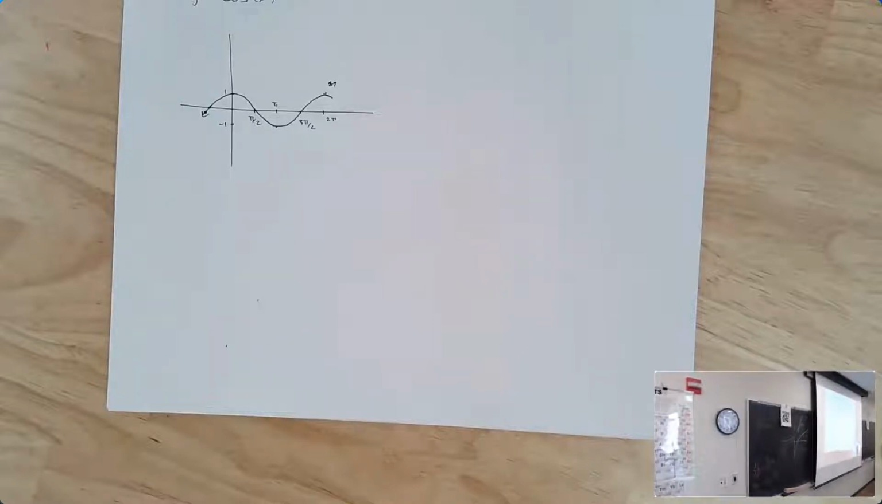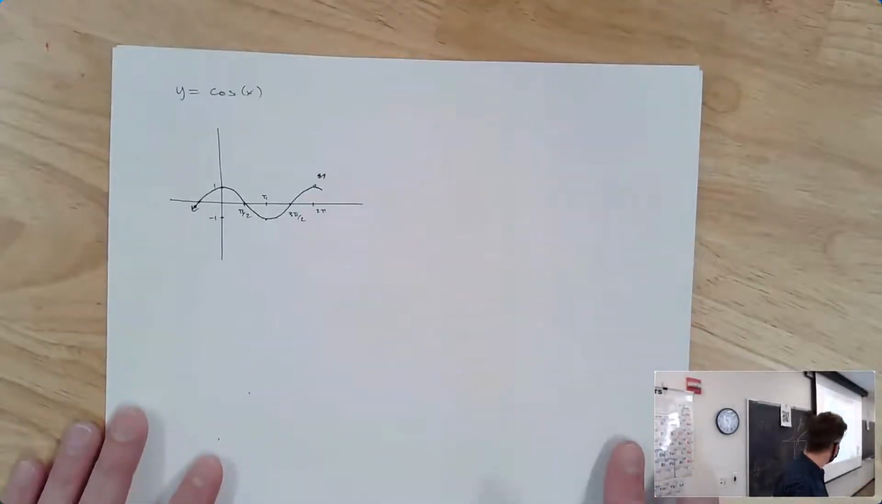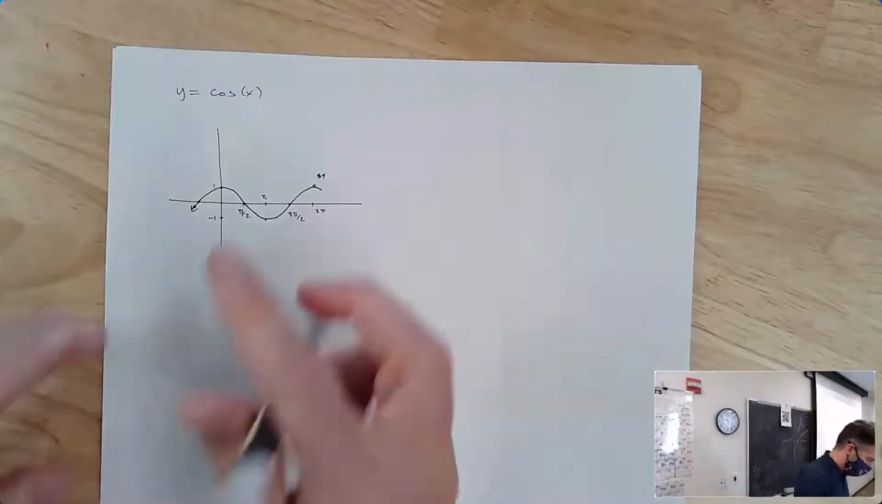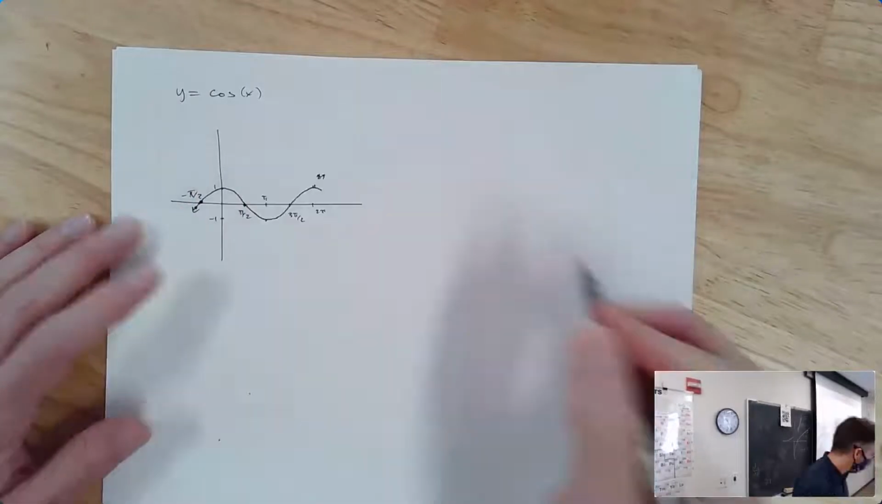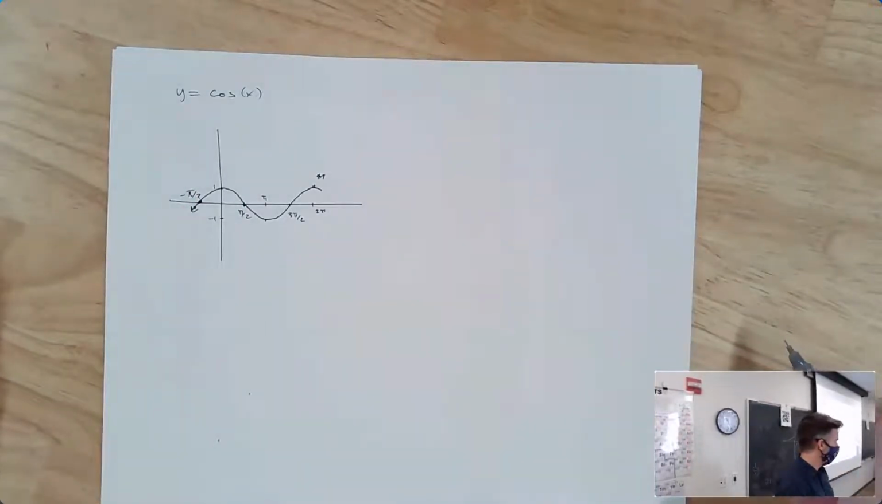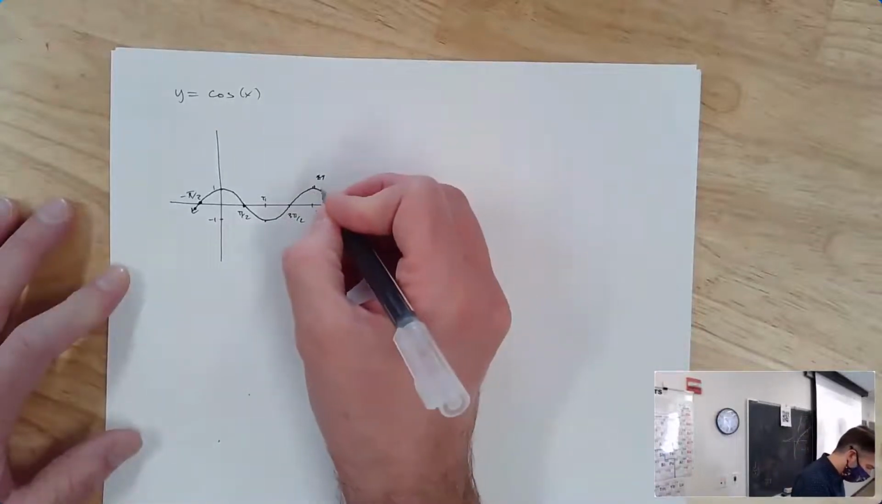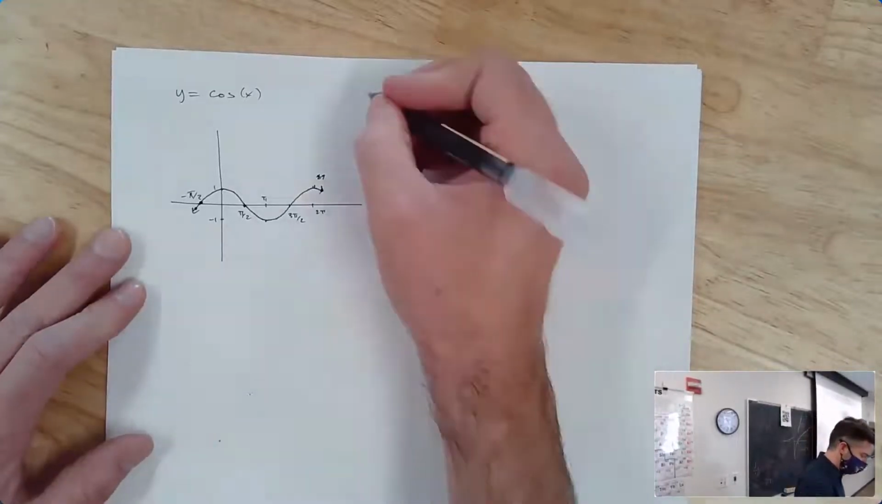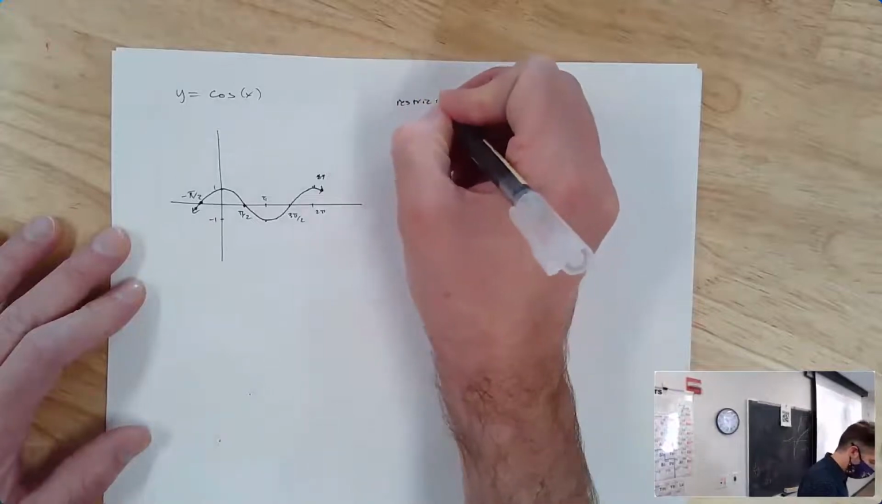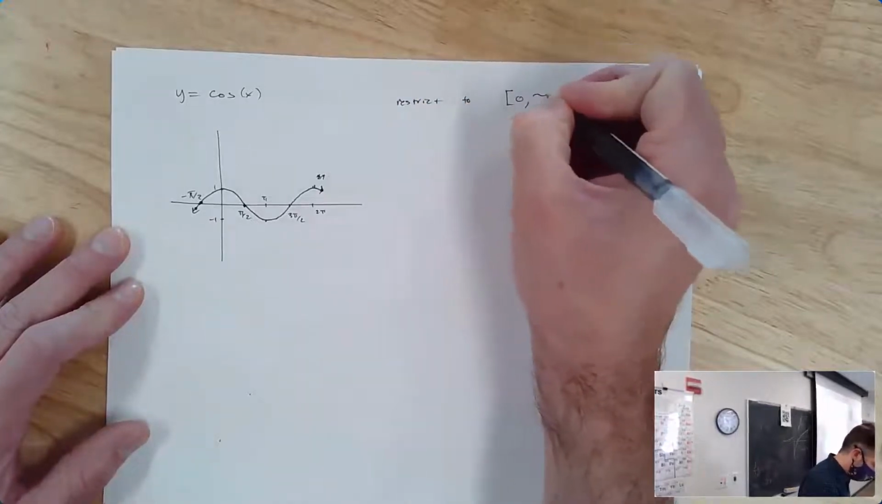Now, here's the disappointing part. We can't use the same domain to restrict this to. If we were to pick the same domain that we use for sine, from negative pi over 2 to pi over 2, it wouldn't be invertible because it doesn't pass the horizontal line test. So instead, we have to make another selection. We're going to restrict it to the interval from 0 to pi.